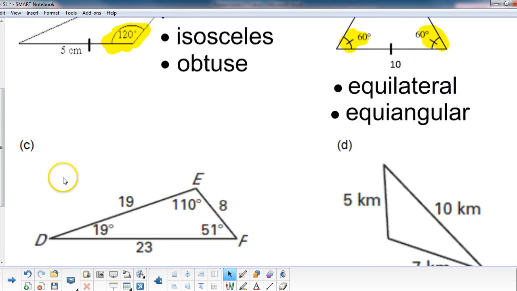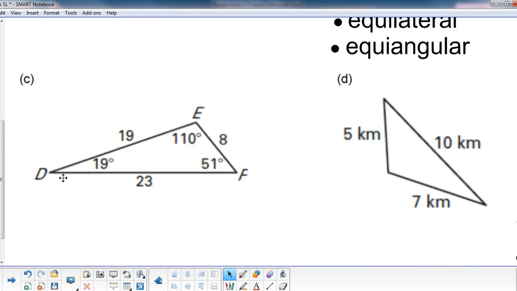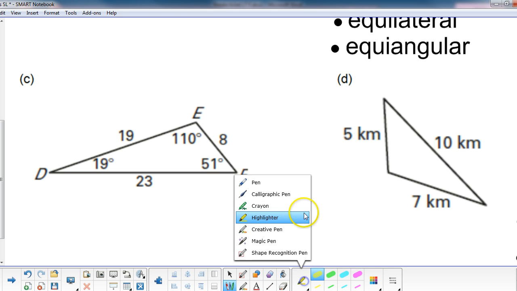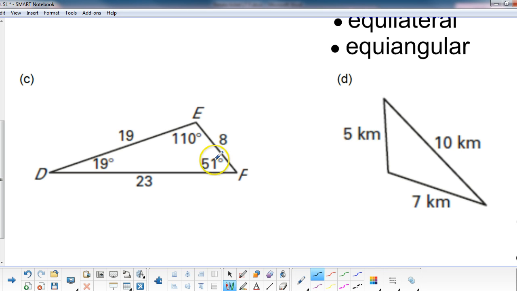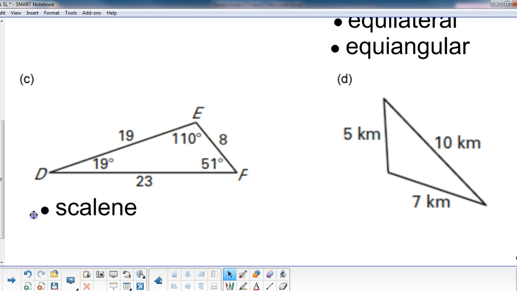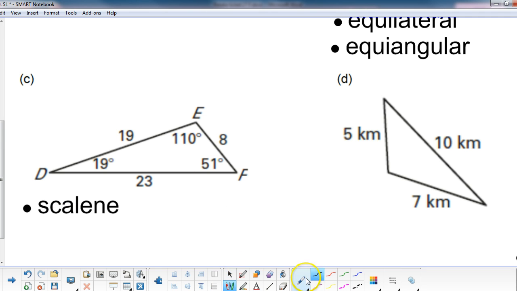All right, if we move down to the other two on this page that ask us to identify by sides and by angles, the next thing that we need to do is look at letter C, take a look at all the sides, and you'll see that we don't have any of the same. We've got an 8, a 19, and a 23. None of those side lengths are the same, so this triangle is scalene. Scalene meaning no congruent sides.